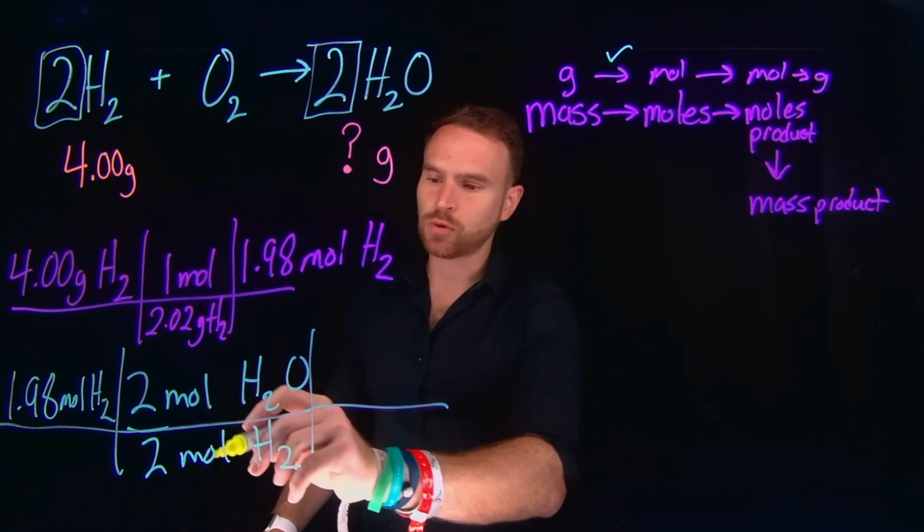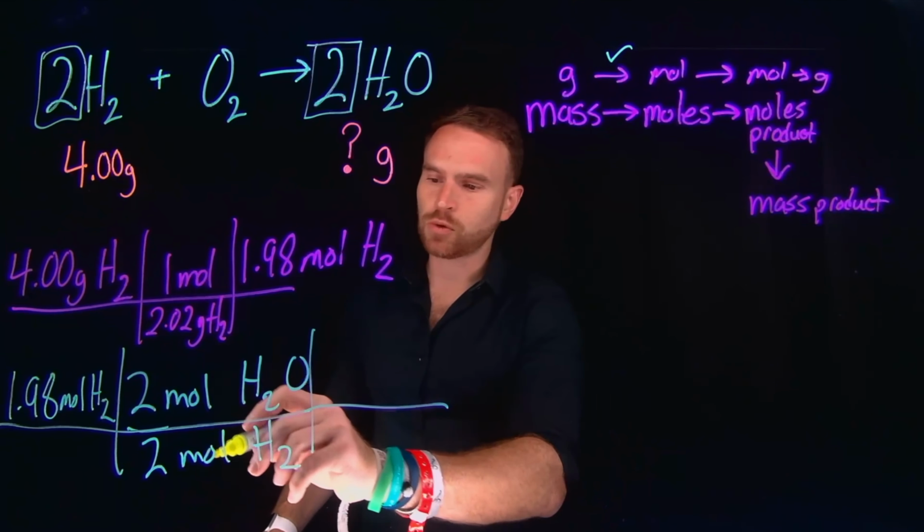So now we have completed the second step of converting moles of reactants to moles of products. And then from here, we just need to convert moles of H2O to grams of H2O. And for that, again, we can use the molar mass. The molar mass of water is 18.02 grams per mole, so 18.02 grams of H2O are contained in every 1 mole of H2O.